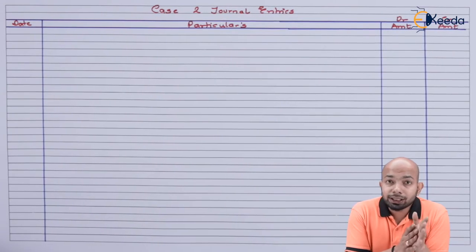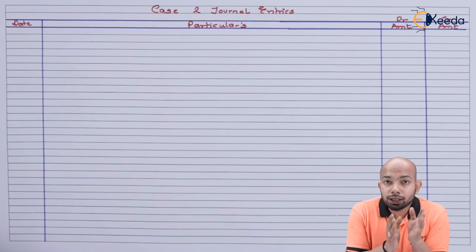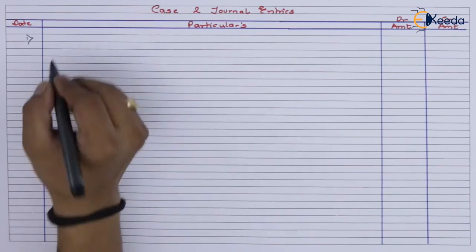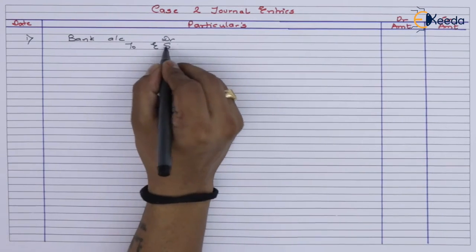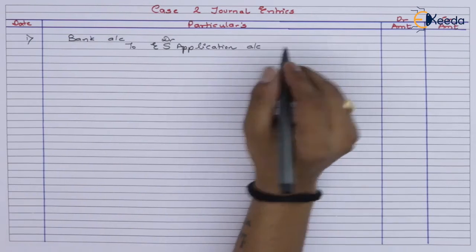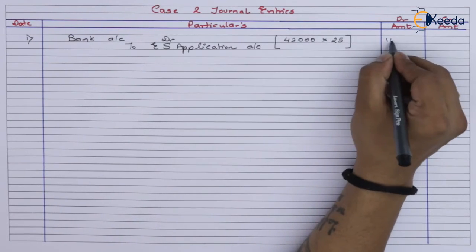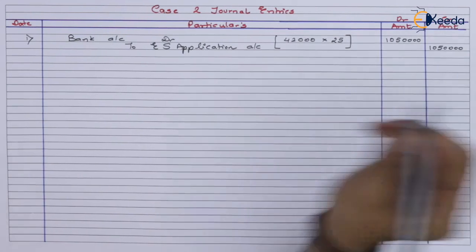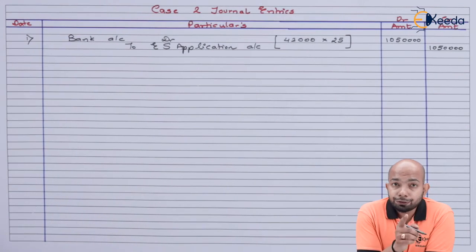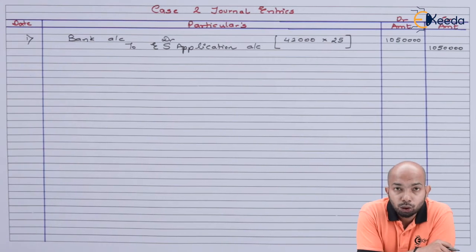So now we are dealing with the case 2 journal entries. The first entry will refer to receipt of application money. So the first entry has been passed, that refers to bank account debit to equity share application. The amount has been mentioned there as 42,000 into 25, that is the application money installment.